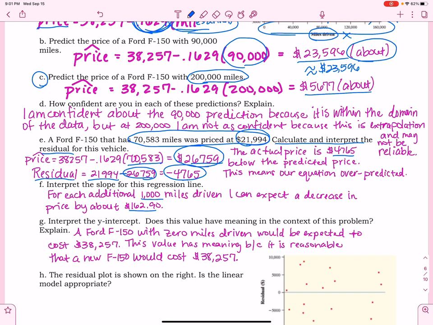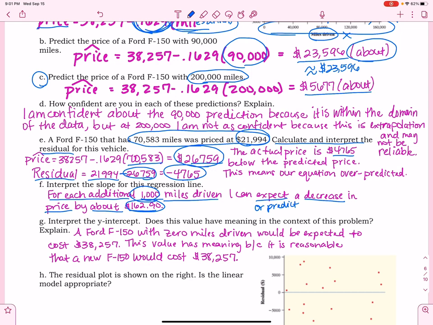All right, so if I am looking at this, please keep in mind, interpreting the slope, you need to do it the same way every time. For each additional, whatever this is, using your context, I can expect or predict a decrease. If it's a negative slope, you're going to write decrease. If it's a positive slope, you're going to write increase in price, whatever your response variable is, by about whatever the slope actually is. All right, so that is exactly how you would interpret that.